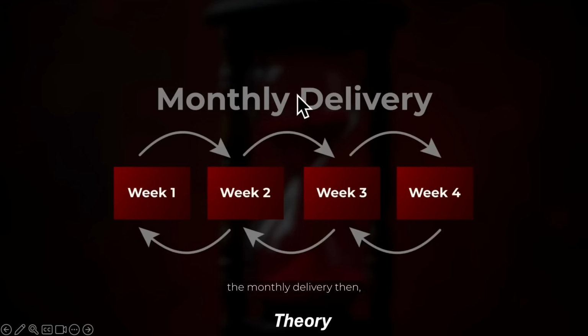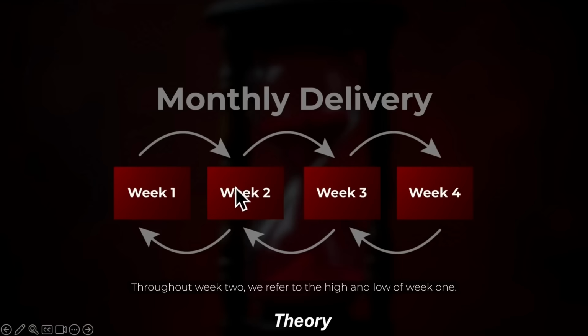When we pay attention to the monthly delivery then, what you can see is that the monthly delivery begins from week 1 and ends by week 4. Week 1 determines how week 2 will deliver. Throughout week 2, we refer to the high and low of week 1. Week 2 will determine how week 3 will deliver, meaning throughout week 3, we pay attention to the high and low of week 2. Throughout week 3, we anticipate that we can know how week 4 is going to deliver. Throughout week 4, we pay attention to the high and low of week 3.